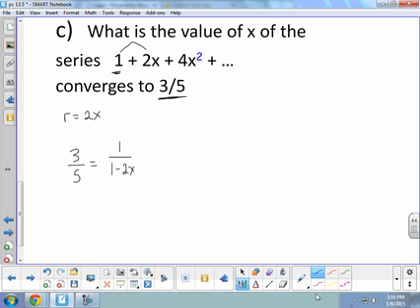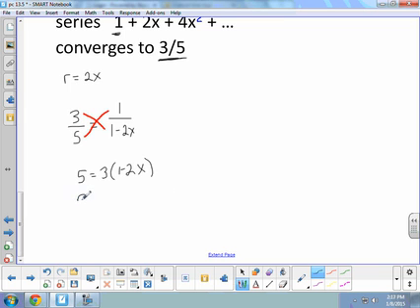What I notice about this is it's a proportion, so I'm just going to solve by cross multiplying. 5 times 1 is 5. And I'm going to have 3 times 1 minus 2x. Now it just becomes an algebra problem. 5 equals 3 minus 6x, or 2 equals negative 6x. Looks like x is going to equal negative 1/3.